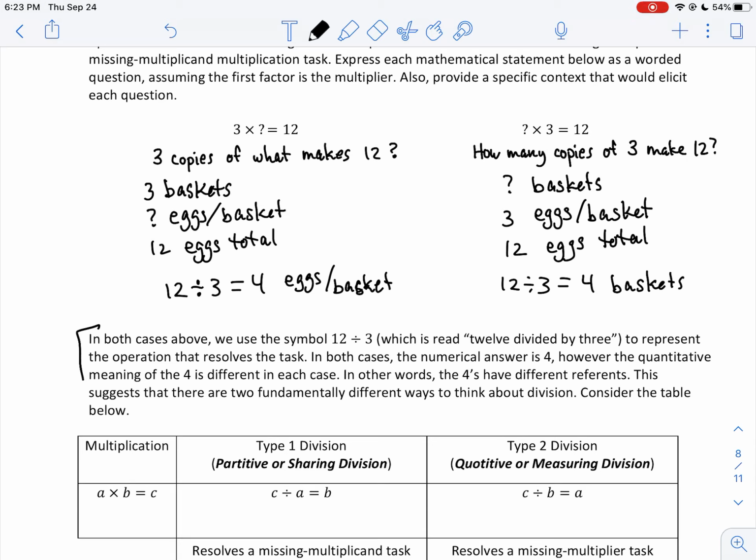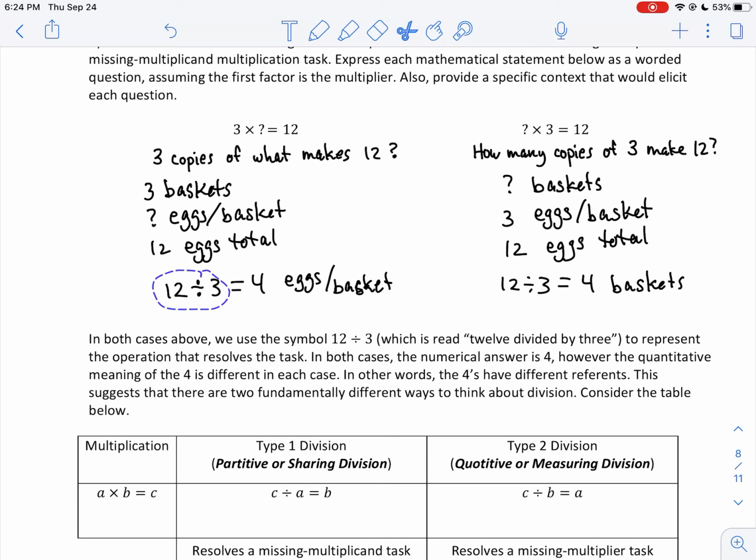Okay, let's go ahead and read what we're seeing here. In both cases above, we use the symbol 12 divided by 3, which is read 12 divided by 3, to represent the operation that resolves the task. In both cases, the numerical answer is 4. However, the quantitative meaning of the 4 is different in each case. In other words, the 4s have different reference. This suggests that there are 2 fundamentally different ways to think about division.